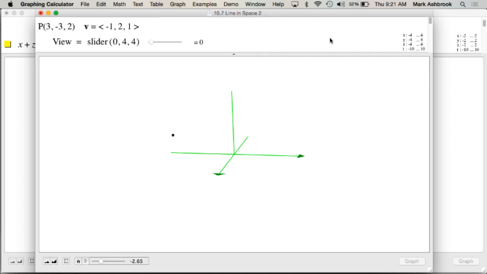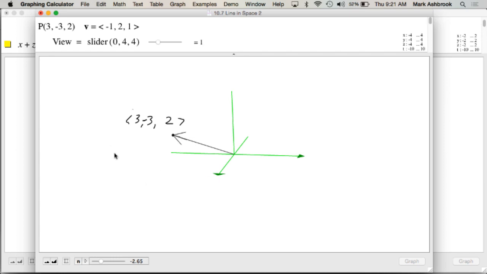And what do we say? So we're going to make a position vector out of that point. That's the point 3, 3, negative 2. So we're going to name it by its vector, 3, 3... 3, negative 3, 2. Okay?